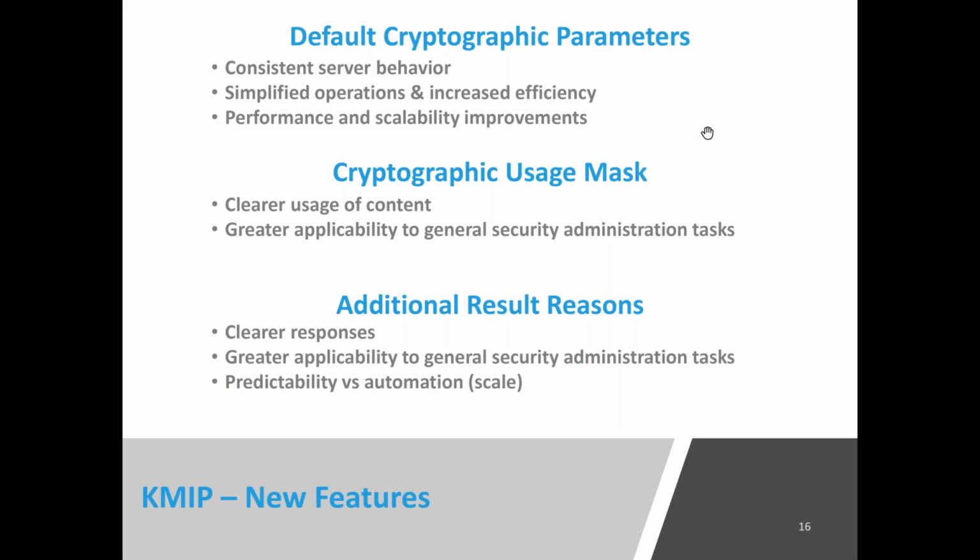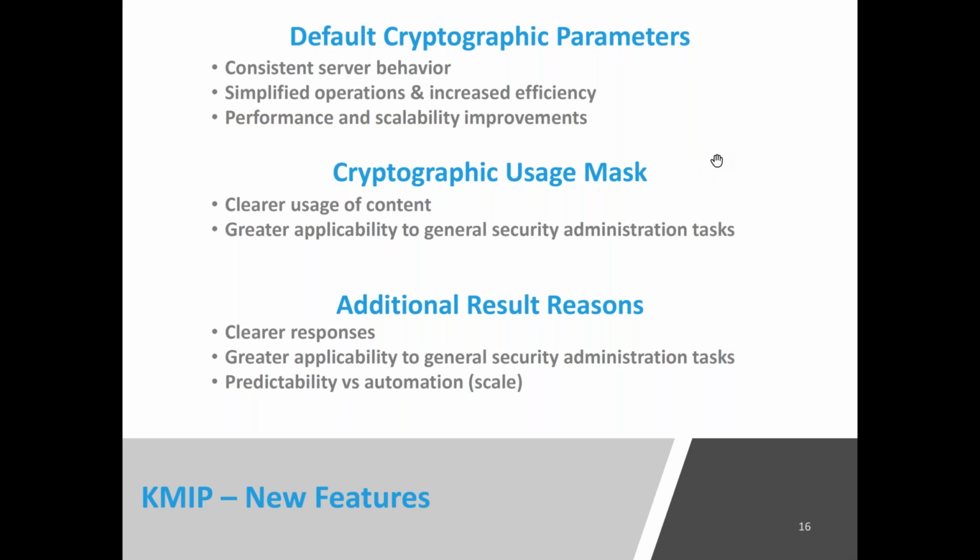Okay, cryptographic usage mask. This did exist in the 1.x series, but was not well used and was not very well expressed. So what we've done is cleaned that up in terms of making it much clearer, adding another layer of specificity, and again, better predictability means better performance and automation at scale.